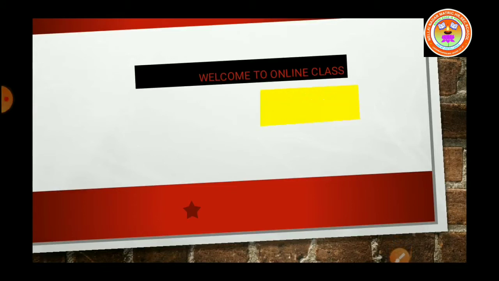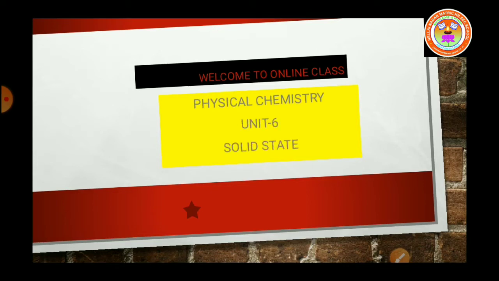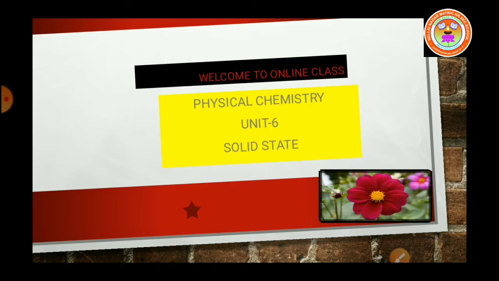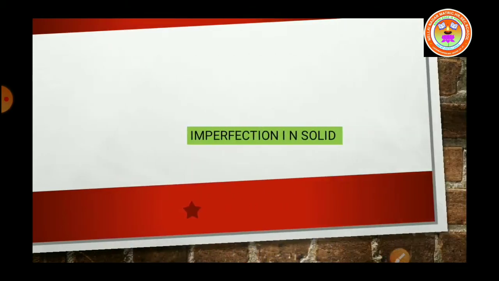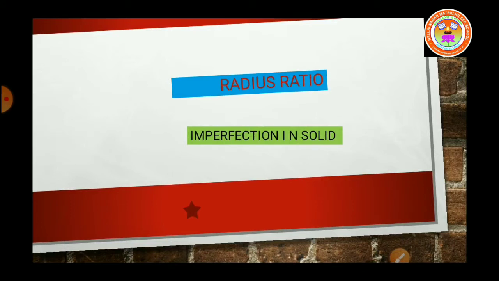Today we are going to learn physical chemistry, first lesson, that is unit number 6, solid state. Let's see today two topics. One is radius ratio, the second one is imperfection in solids. Shall we discuss one by one?